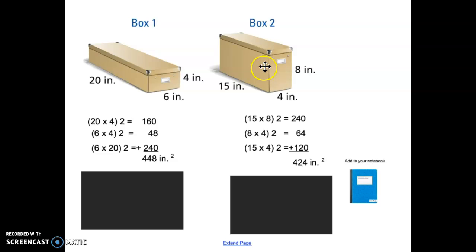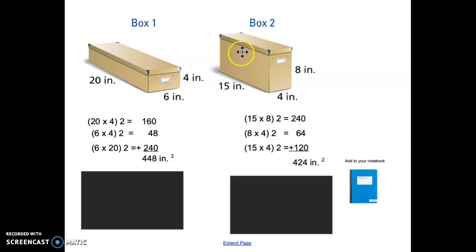So 15 by 8, its parallel side is on the back, where we can't see. So we'll take that times 2. And then we've got this smaller face here, 4 by 8. And we've got its other one here on the far back side. So 4 times 8 times 2, because each side. And then that gives me 64.